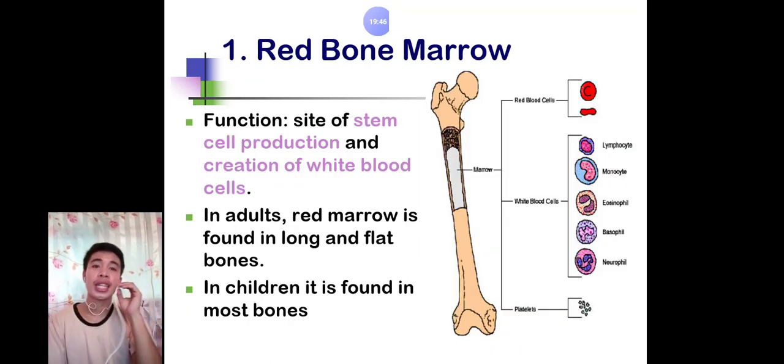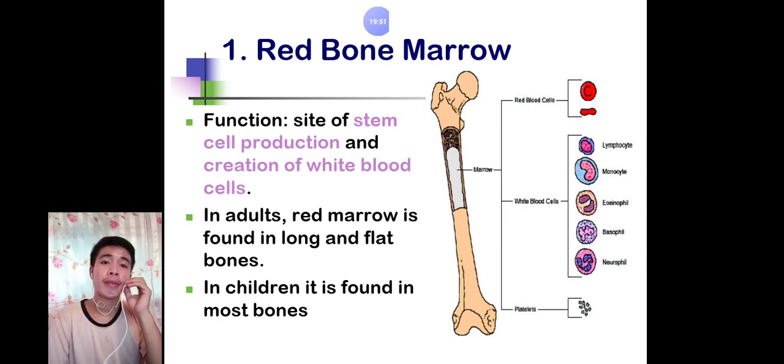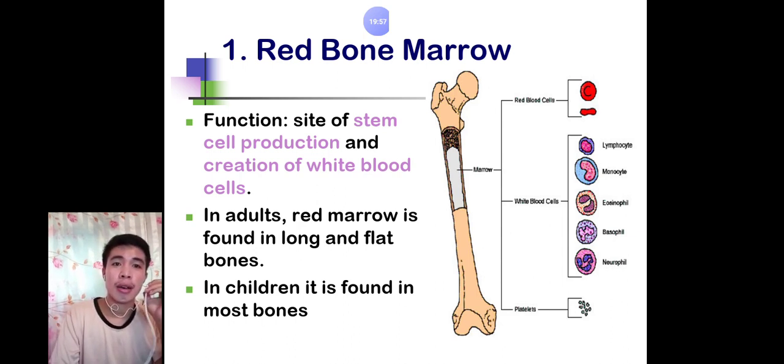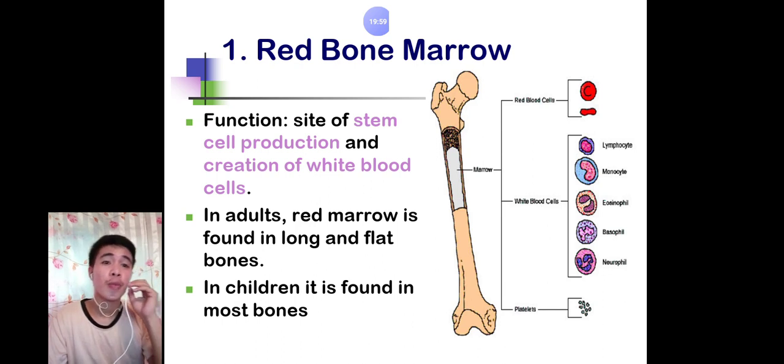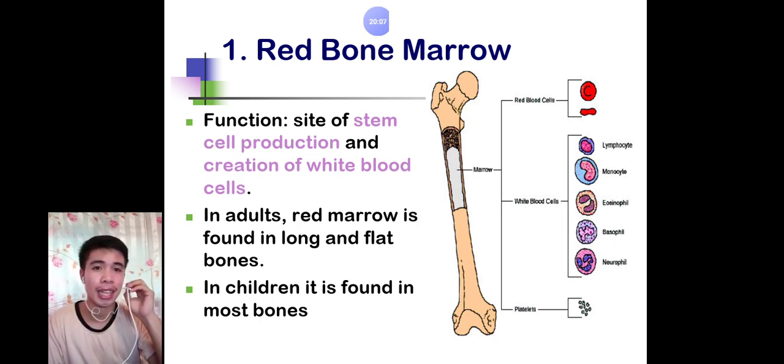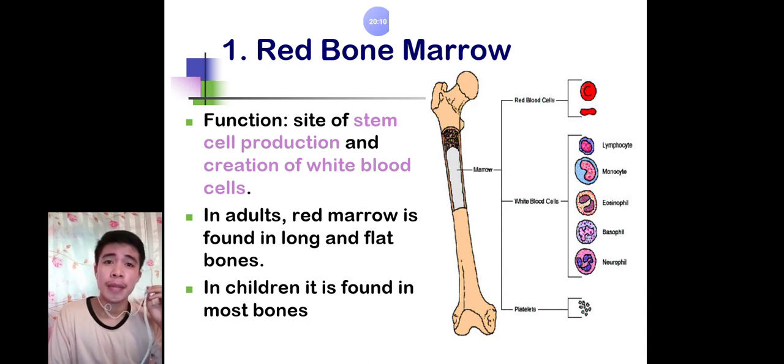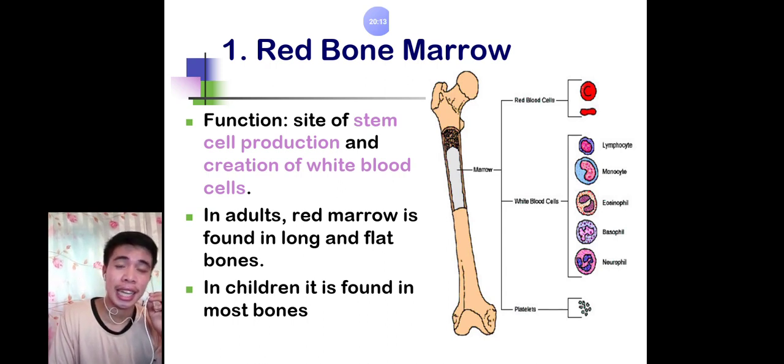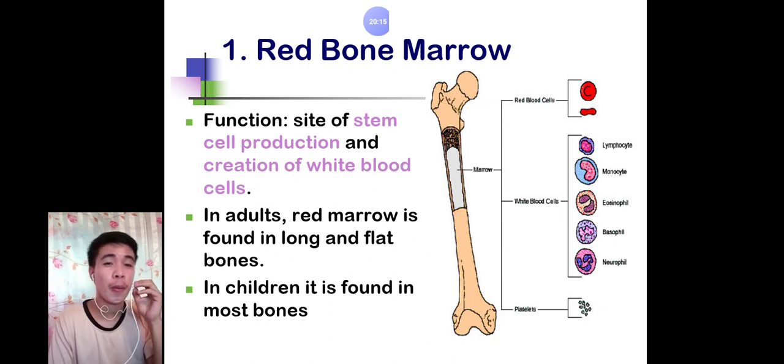The first one is the bone marrow. The function of bone marrow is the site of stem cell production and creation of white blood cells. As Mr. Guzon discussed, the bone marrow produces red blood cells, white blood cells, and platelets. By the way, our question number 10 earlier was: what are the two types of bone marrow? I did not include it in the PPT, but the two types are the red bone marrow and the yellow bone marrow.